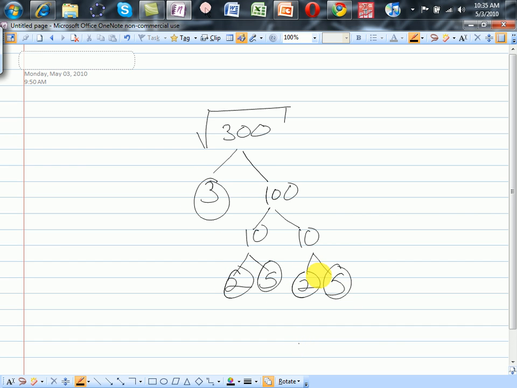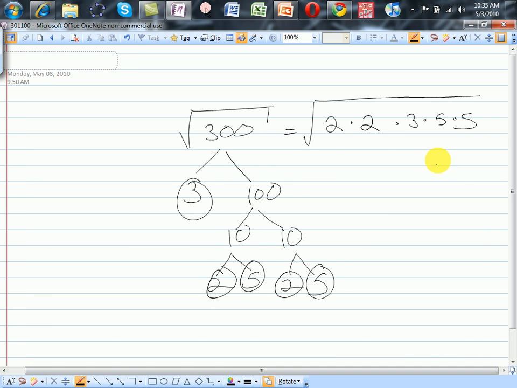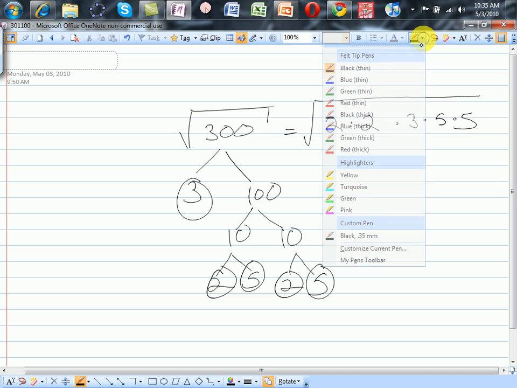Next, instead of writing the square root of 300, we'll write the square root of the product of all the prime numbers. So we'll have 2 times 2 times 3 times 5 times 5. Once we have all of those prime numbers underneath the radical, we'll then begin to look for pairs of numbers. So we see a pair of 2's and we see a pair of 5's.